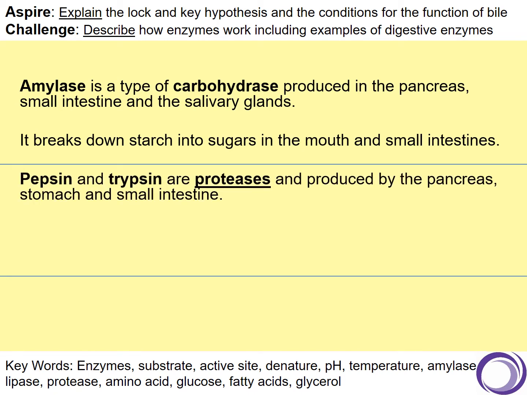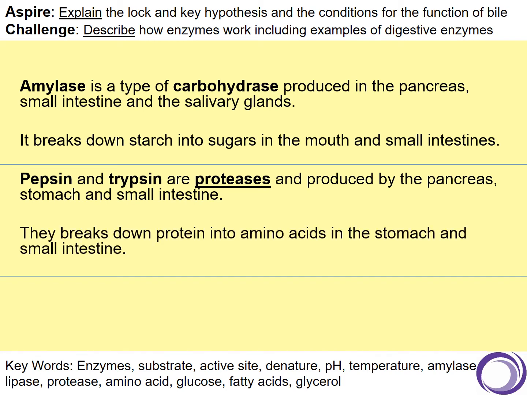Protease is made in the pancreas and the stomach and the small intestine. And you might come across these enzymes, pepsin and trypsin. It's a little bit more A level, but sometimes they talk about it in the exams. They are just examples of protease enzymes. So that's where they are made, in the stomach, small intestine and pancreas. And they will break down proteins into amino acids.